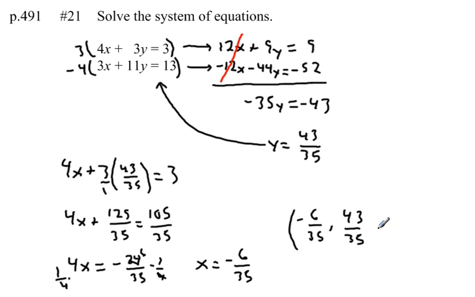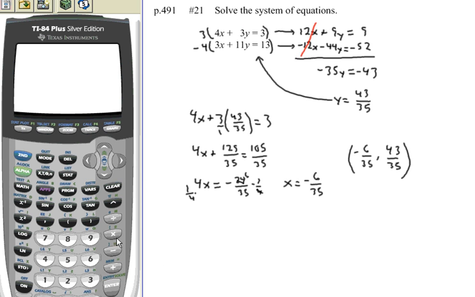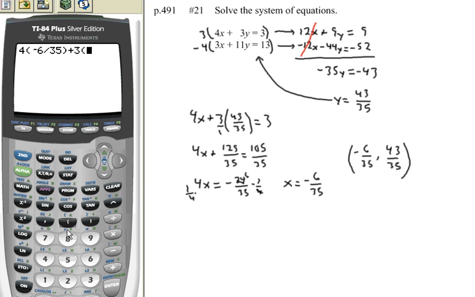Now, since I got some strange answers, let's make sure we check these by plugging them back in place of x and y. And I'm going to let my calculator do some of the work for me. So that top equation, I'm just going to say 4 times negative 6/35 plus 3 times 43/35. And when I press enter, I get 3. So those two values of x and y work for the top equation.